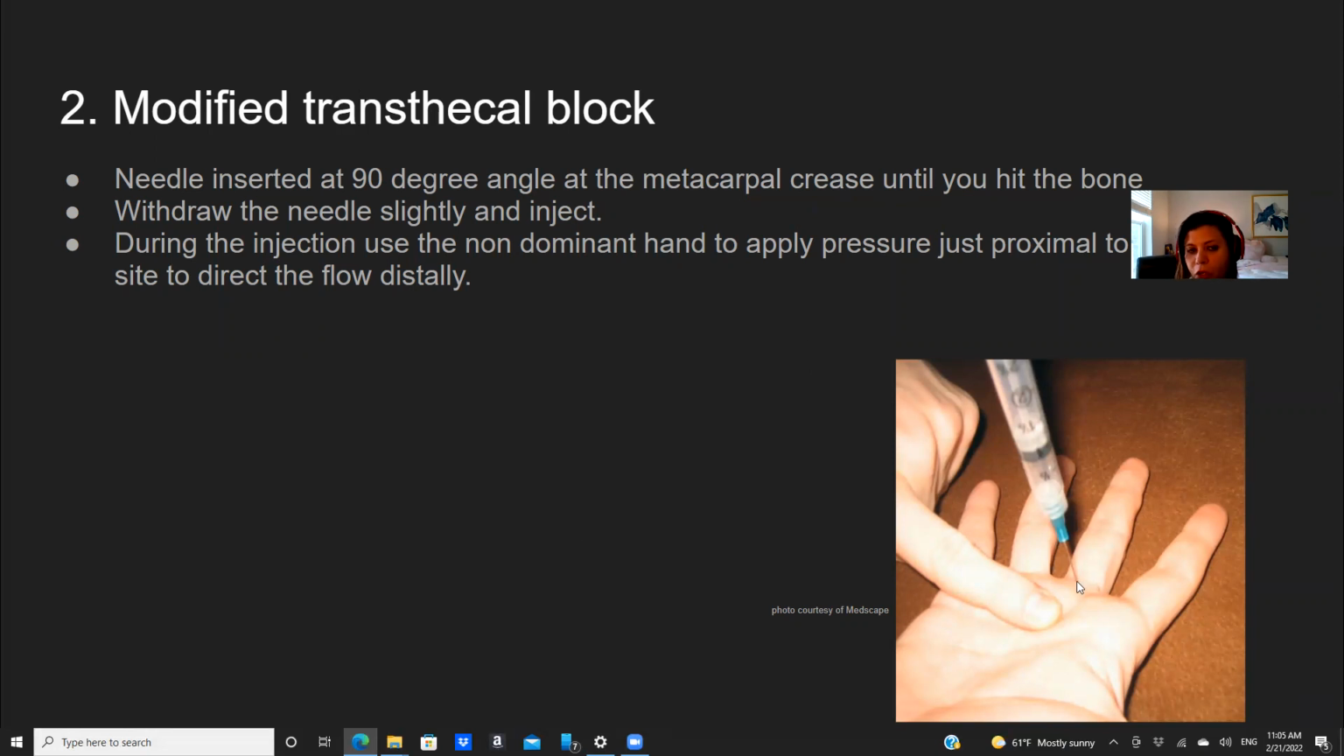Needle is inserted at a 90-degree angle at the metacarpal crease. Hit the bone, move back a millimeter or 2, inject very slowly, and press firmly with your non-dominant hand, just proximal to the area where you're injecting, so you can force the fluid to go distally.